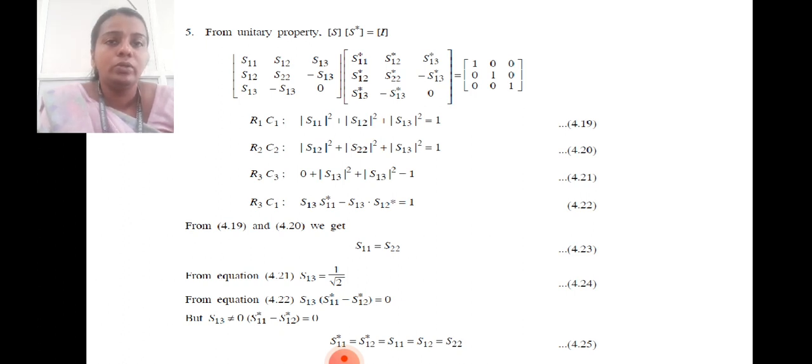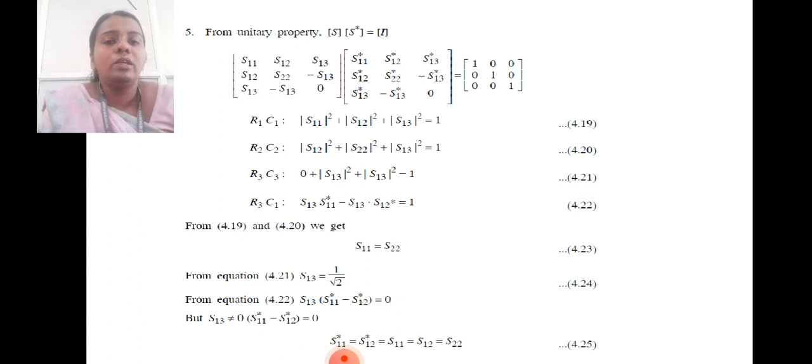Similarly, for row 2, column 2, row 3, column 3, and R3 and C1, we will be getting the equations from 4.19 to 4.22. So from 4.19 and 4.20 we can write the scattering coefficient S11 is equal to S22, and also S13. From equation 4.21 we can write S13 is equal to 1 by root 2, and from equation 4.22 we can write S13 into (S11 conjugate minus S12 conjugate) is equal to 0.